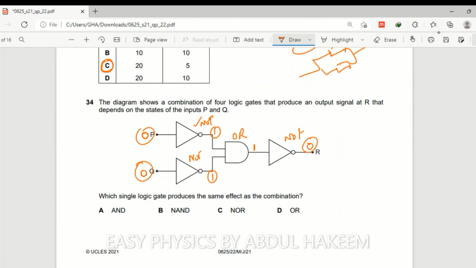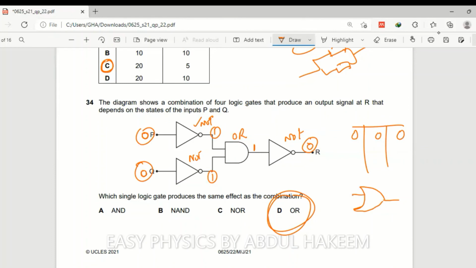So it is similar to the OR gate. So D is the option. So 0, 0, and the answer is also 0. So this is for the OR gate, and the symbol for the OR gate is this. Zero, zero, zero. So the answer is D.